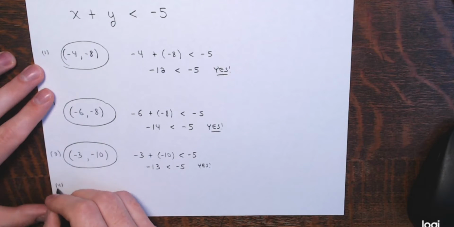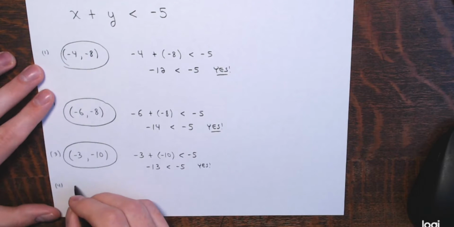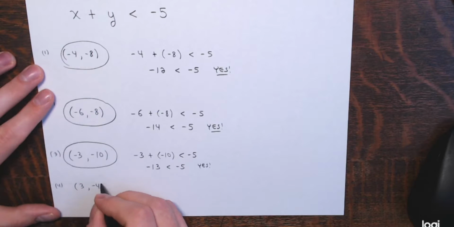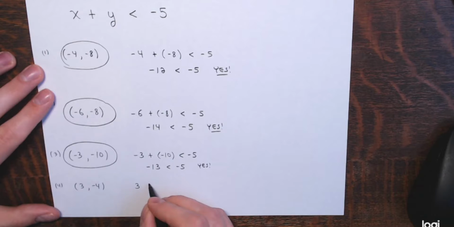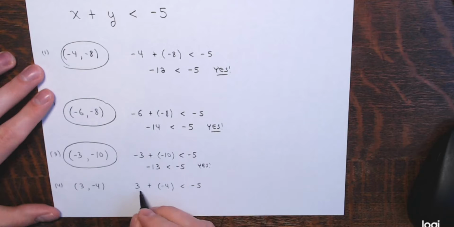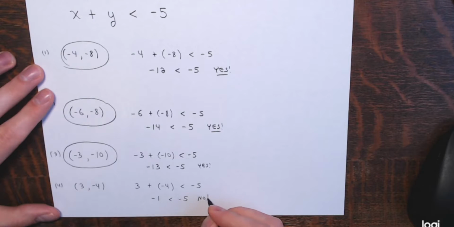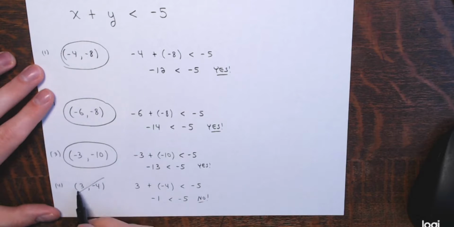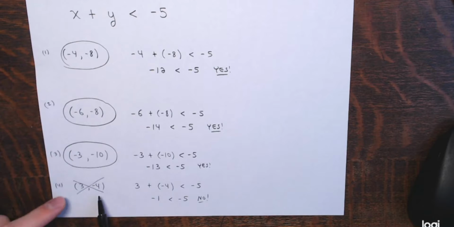The fourth ordered pair, 3, negative 4. So 3 for x plus negative 4 for y. Is that less than negative 5? Well, now, the left side is negative 1. Is negative 1 less than negative 5? Unfortunately, not this time. So I'm not going to select that ordered pair. That is not a solution of this inequality.